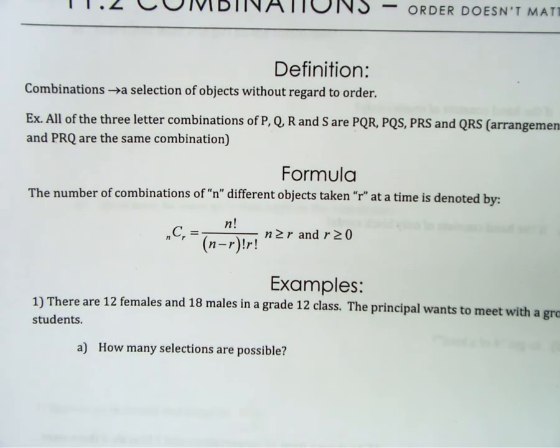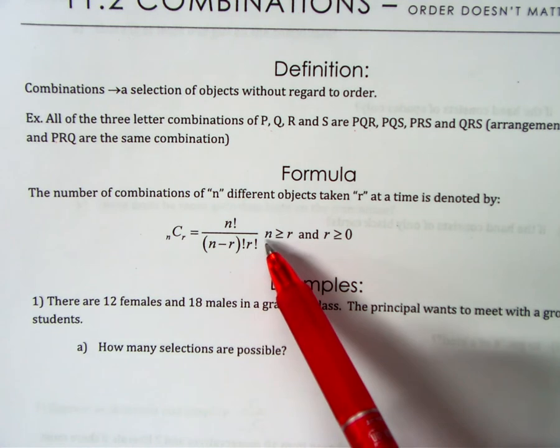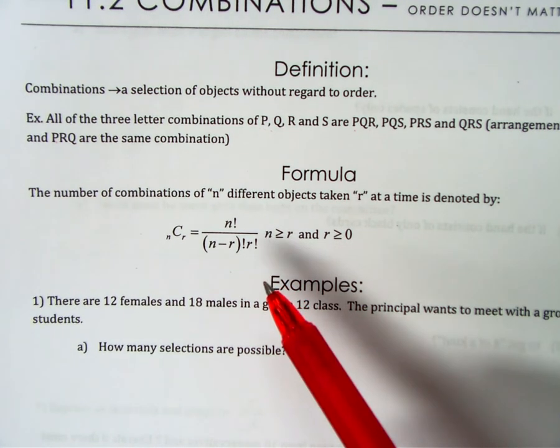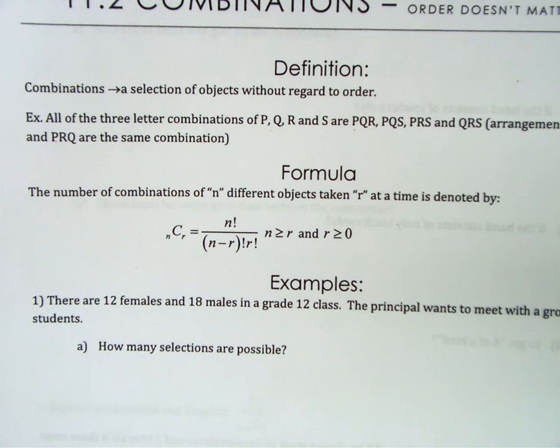So this is the formula. It is on your formula sheet. Combination has a C in it, not a P. We know that n has to be greater than or equal to r, same thing as a permutation. n represents the total number of possibilities. r represents what you're choosing. And r has to be greater than 0. We good? Easy peasy.